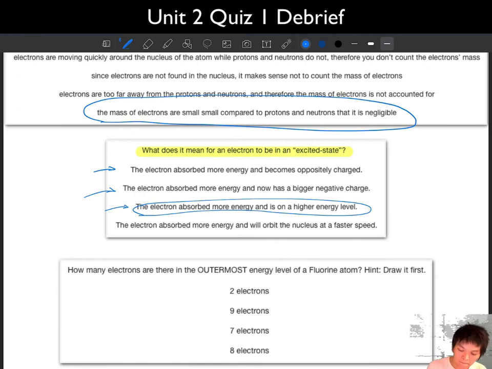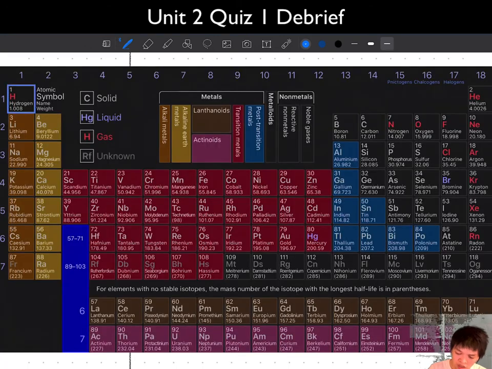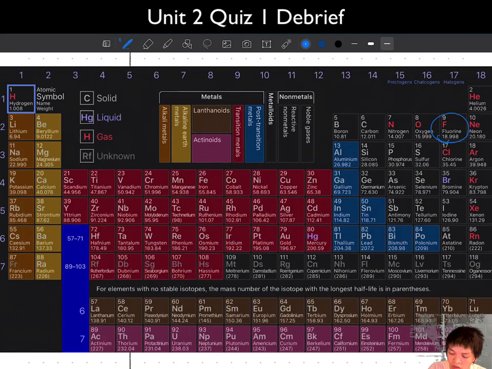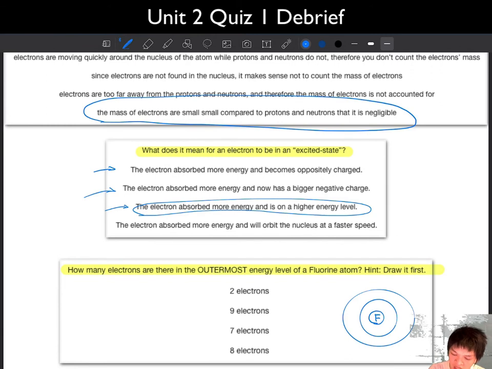Next question. How many electrons are there on the outermost energy level of a fluorine atom? Hint, draw it first. So fluorine atom, actually we drew this before. How many energy levels are there? Fluorine on the periodic table is in the second row, second period. There's 2 energy levels. So let's see. First, second. How many electrons are we going to draw on this atom? Well, fluorine has an atomic number of 9 protons. Since this is an atom, there should be the same amount of electrons, 9 electrons. So we're going to draw 9 electrons here.